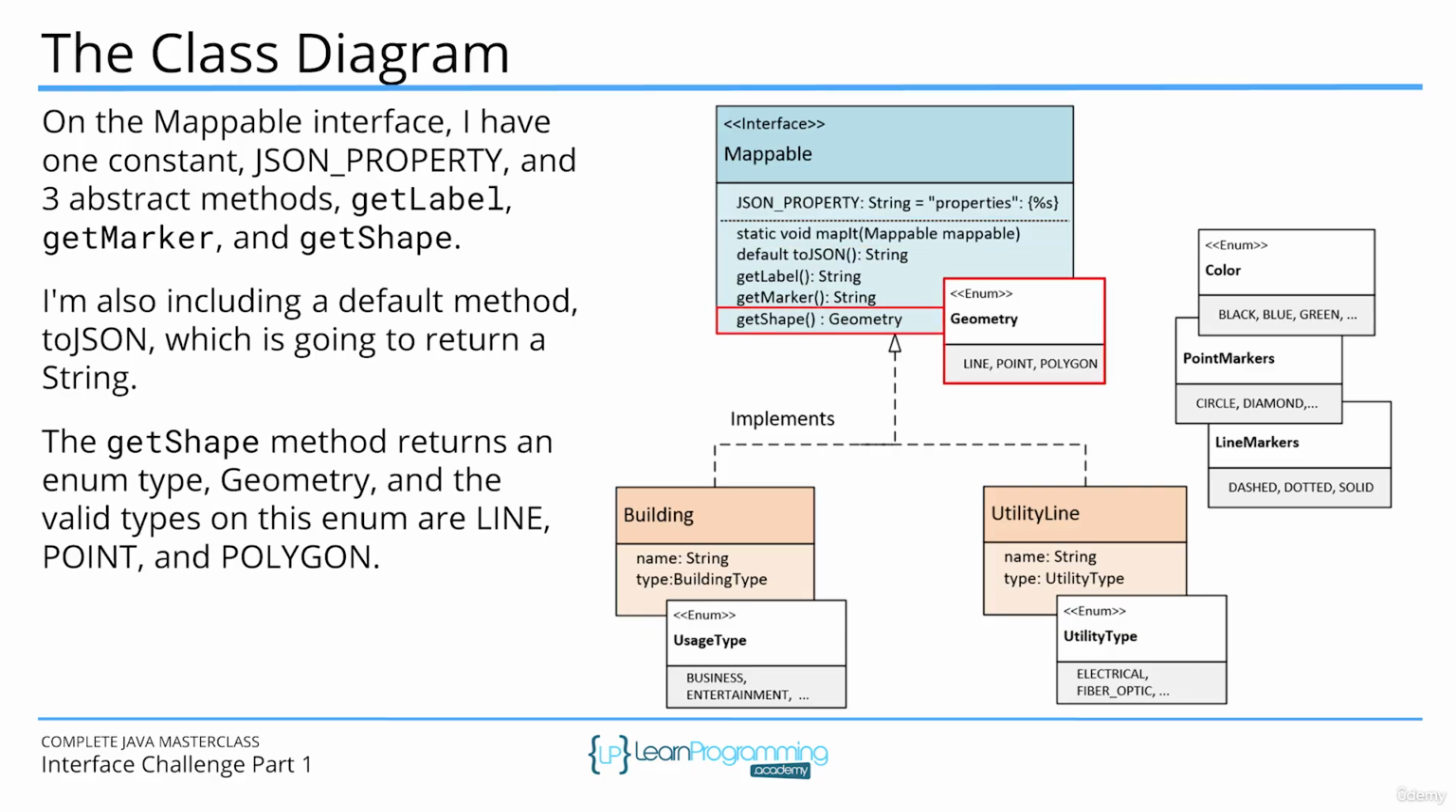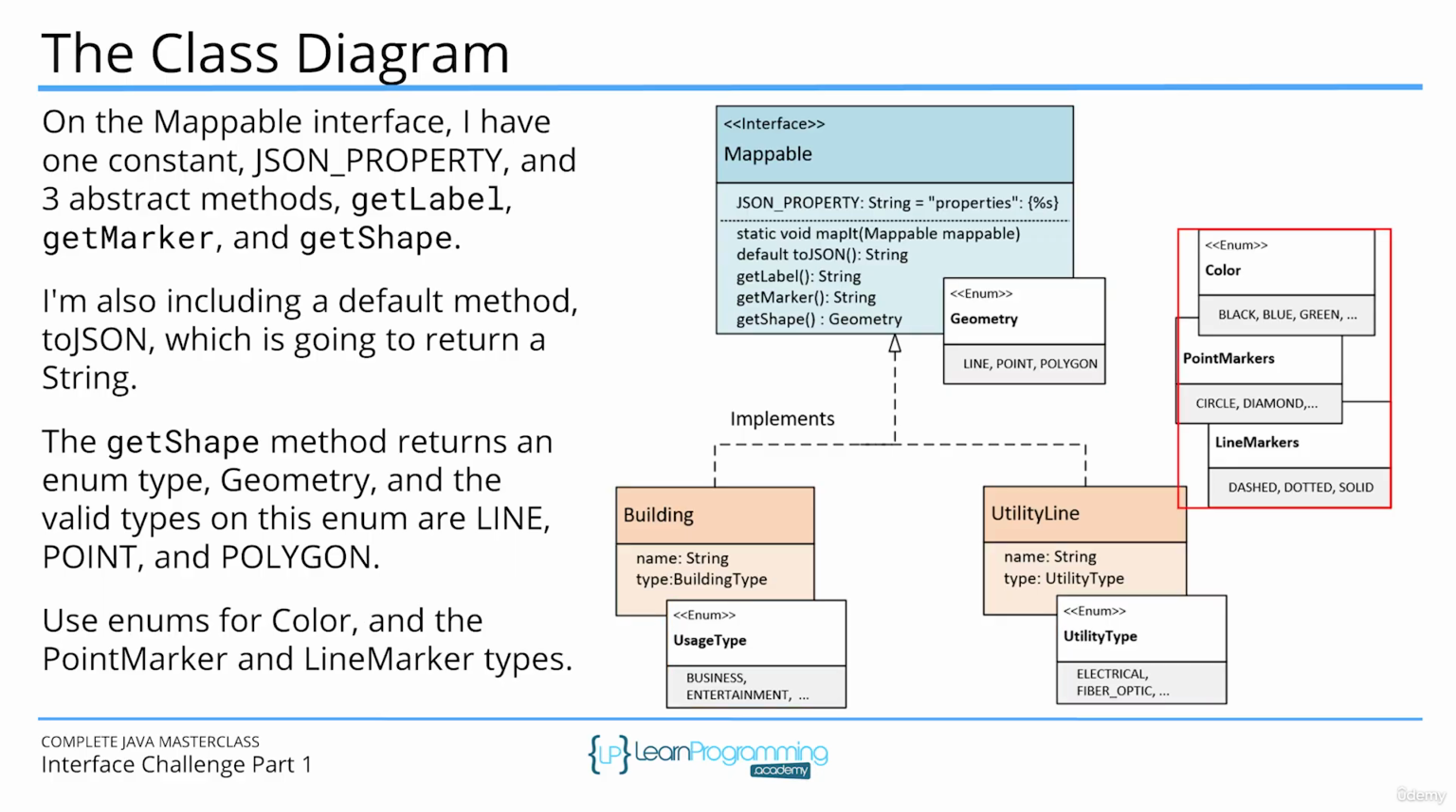Notice that the getShape method returns an enum type, geometry, and the valid types on this enum are line, point, and polygon, although I'll only show classes with line and a point examples. I'm going to be using a lot of enums in this example, just to make the code a little more interesting, as well as simpler and easier to read.